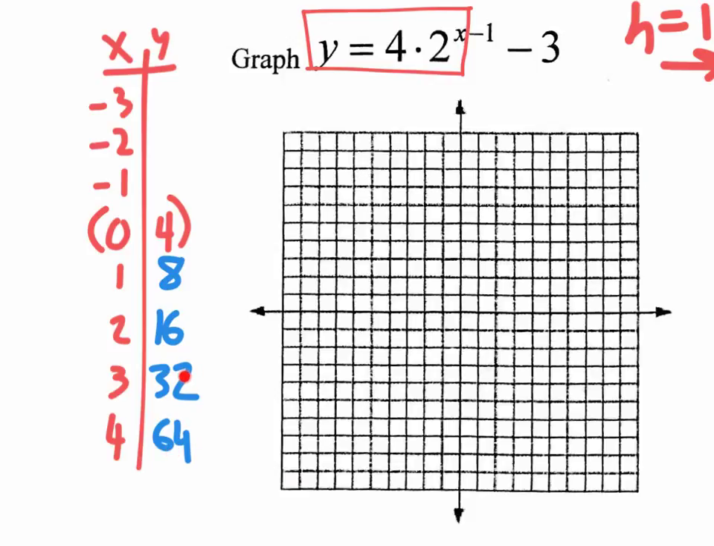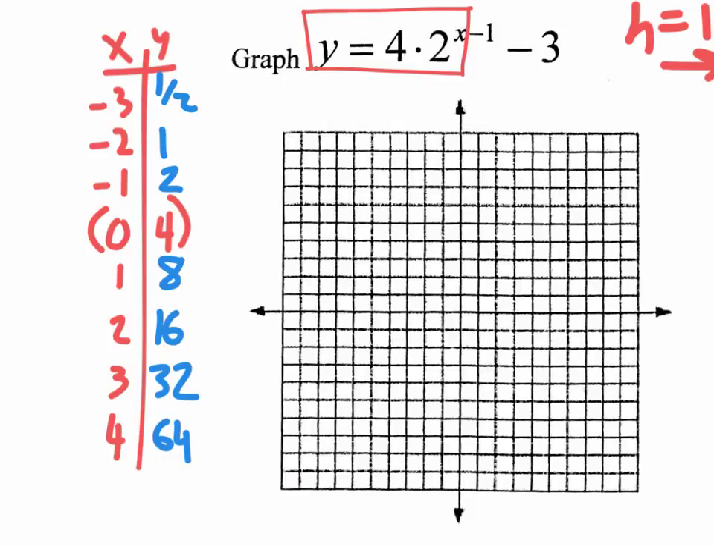64 divided by 2 is 32, divided by 2 is 16, divided by 2, divided by 2, divided by 2 is what? 2, and then 1, and then 1/2, and then 1/4, and then 1/8, and then 1/16, and then 1/32, and then 1 over 64, and 1 over 128. And 1 over 128 is almost nothing. So we know that it infinitely gets close to 0.